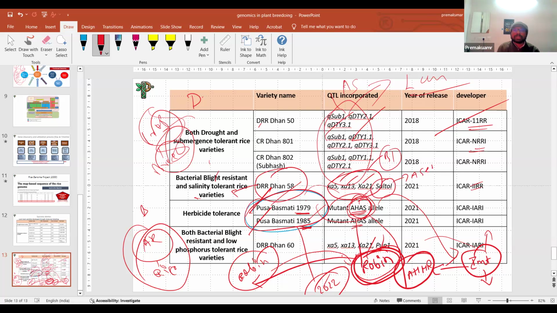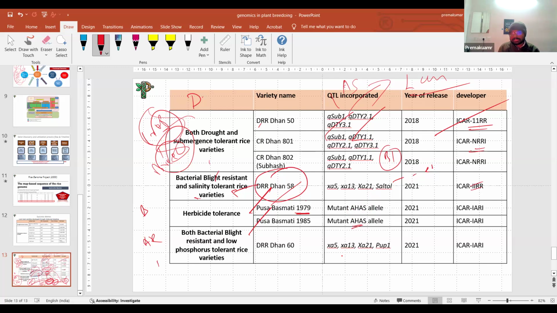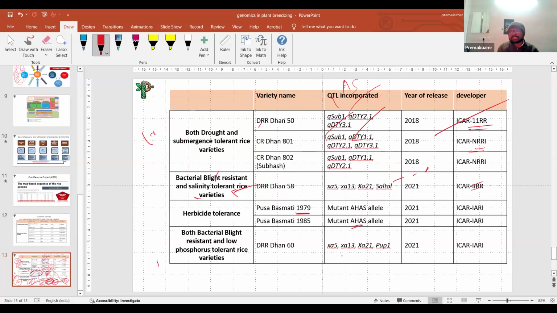And which is the important variety for salinity tolerance in wheat? I have also forgotten. Okay, if anybody knows, you can share. Also the drought tolerant variety in wheat.